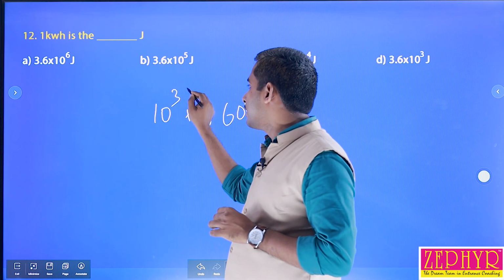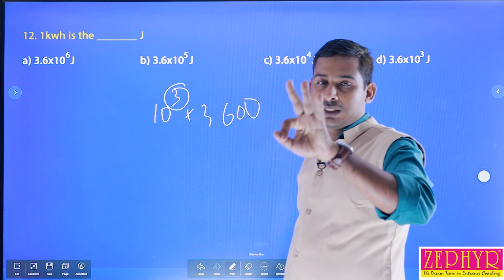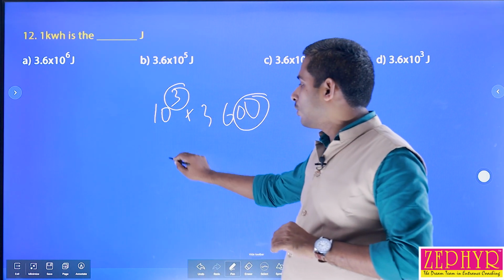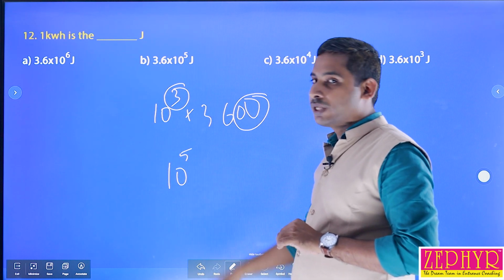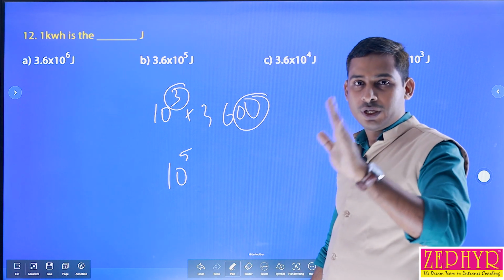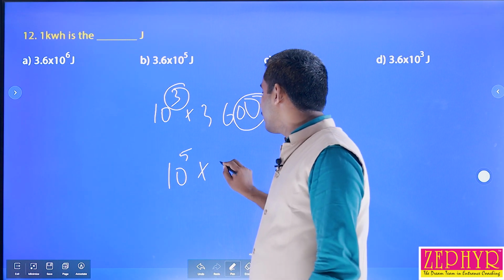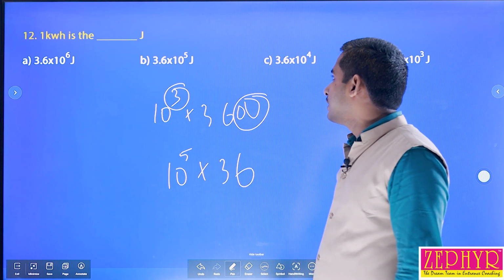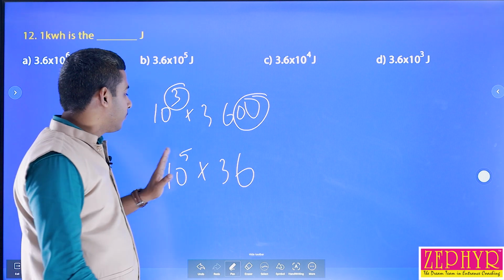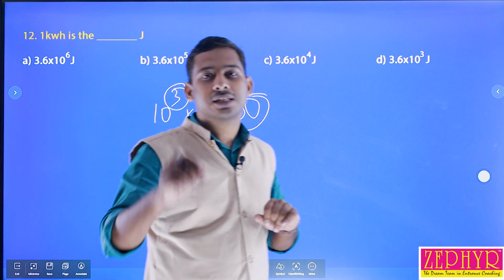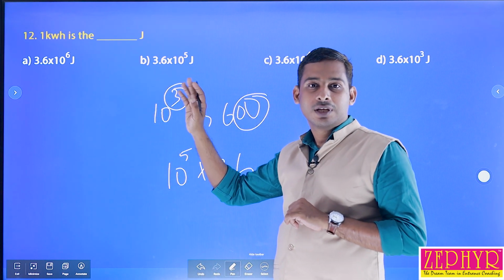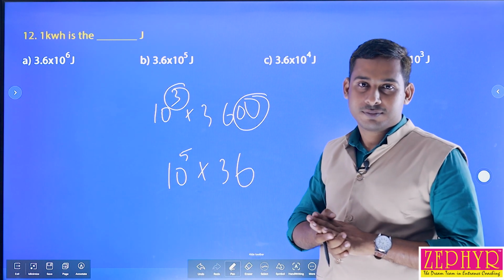Then listen, this 10 cube has 3 zeros, and here 2 more zeros. So, the power of 10 becomes 10 raised to 5, am I right? 10 cube changes into 10 raised to 5, then we have one more number, that is 36. So, right now I got the answer, that is 36 into 10 raised to 5, but unfortunately our options do not have this.